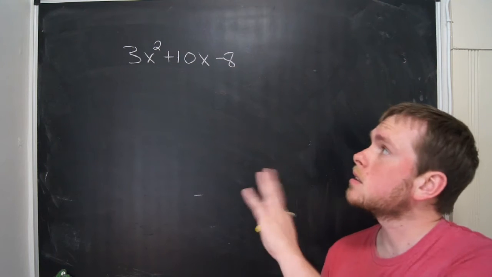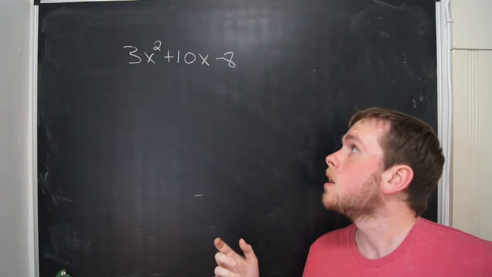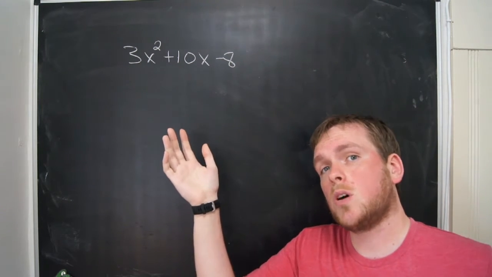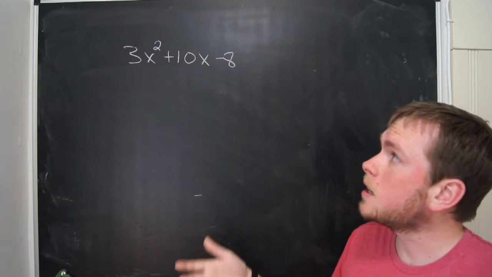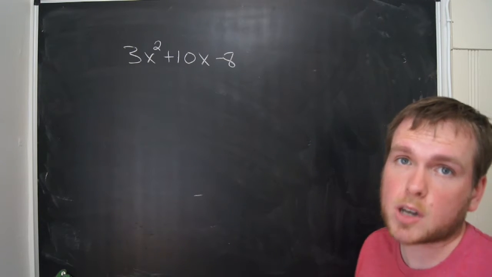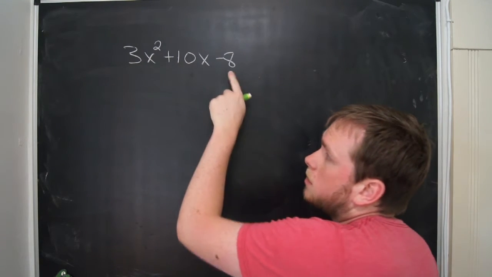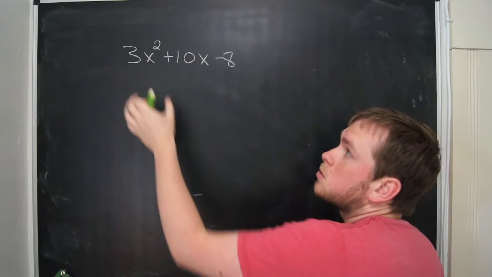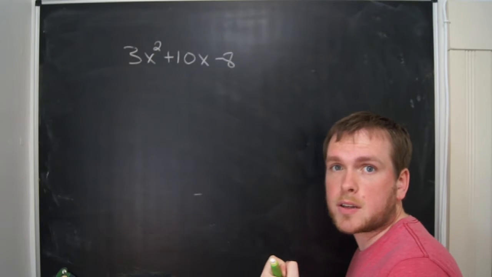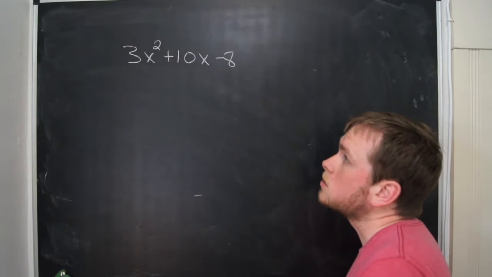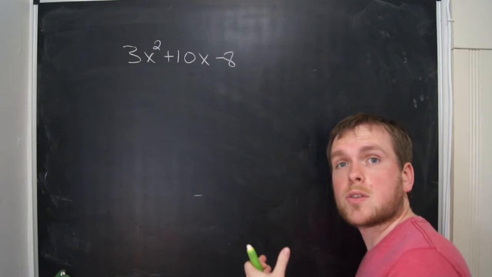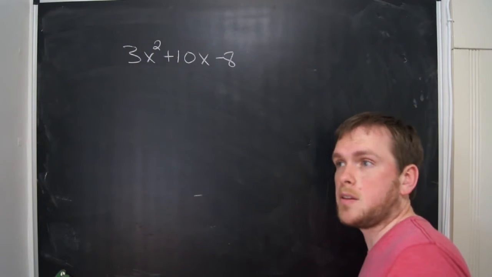Alright, so now we're going to take a look at an example of a quadratic that doesn't have a leading coefficient of 1 and also doesn't have a GCF that you can pull out. What I mean by that is if you look at 3x squared, 10x, and negative 8 as three separate terms, there are no like terms that you can pull out of there, right? And to do this, one way we can do it is by using the x method.